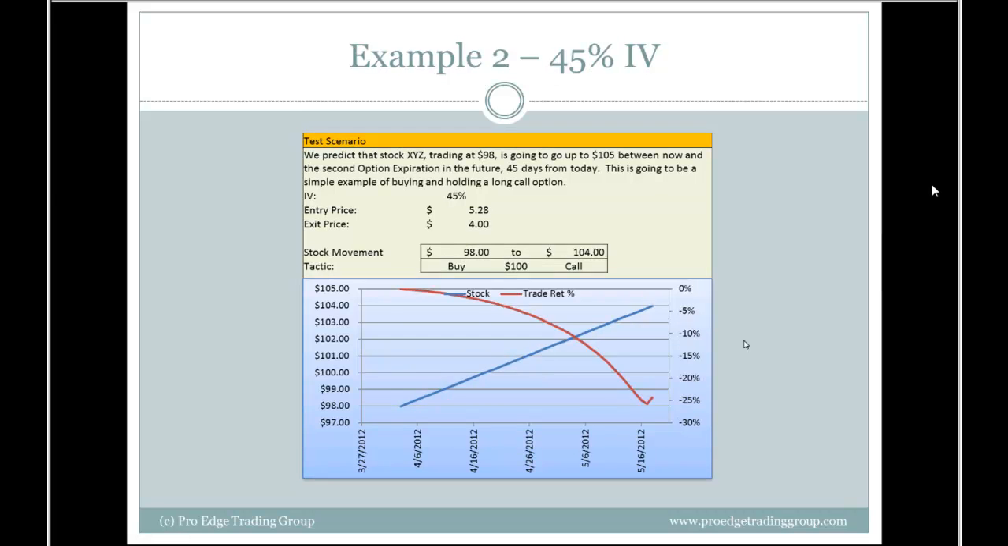Now let's take a look at this as if we made a bad decision. This is the exact same trade. Same situation, same scenario, same going up from $98 to $104. Except in this case, when we bought the long call, the implied volatility on that long call was 45%.